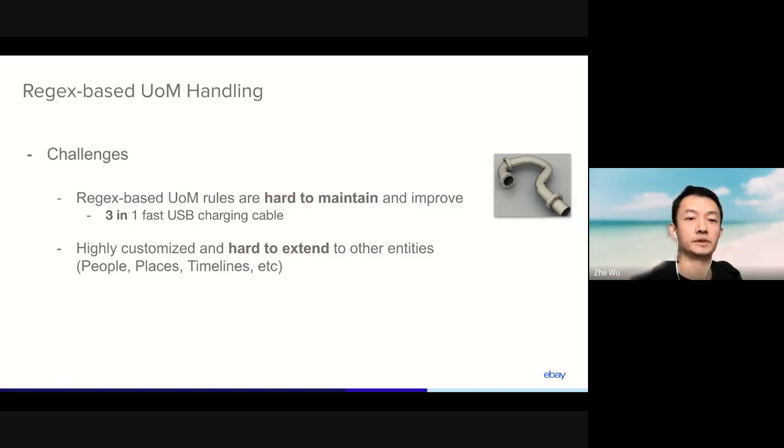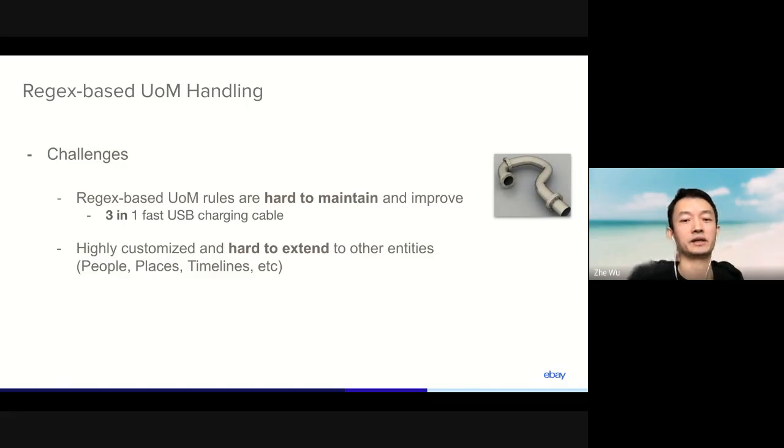So first off, the baseline implementation uses regular expressions. This is quite an intuitive way: one can look at UOMs and say, hey, I can use regular expressions, right? The challenge with regex-based UOM rules is that they're kind of hard to maintain.